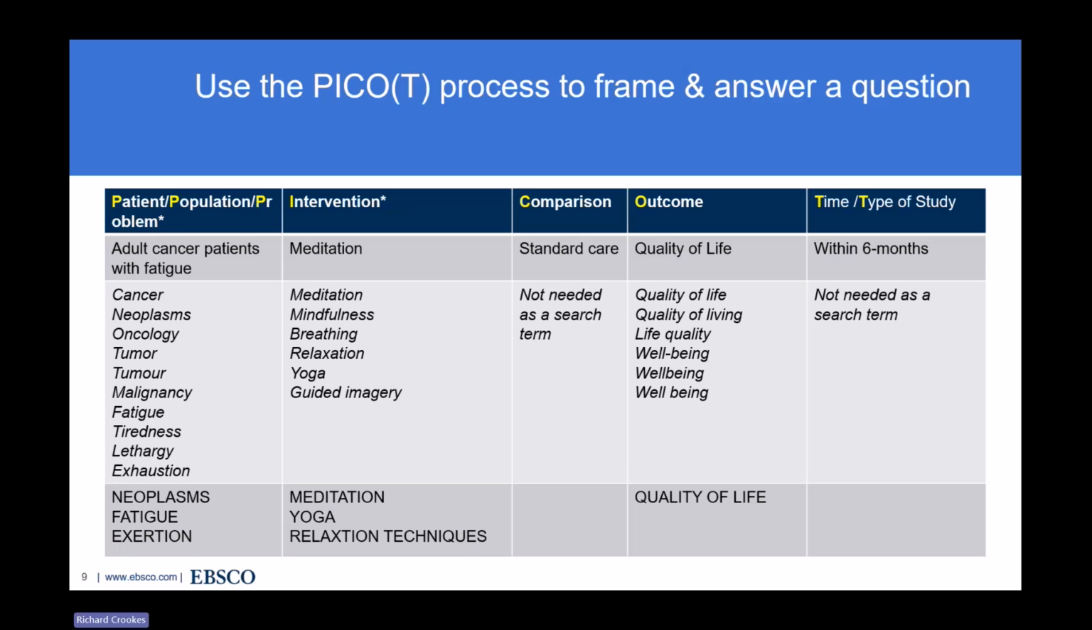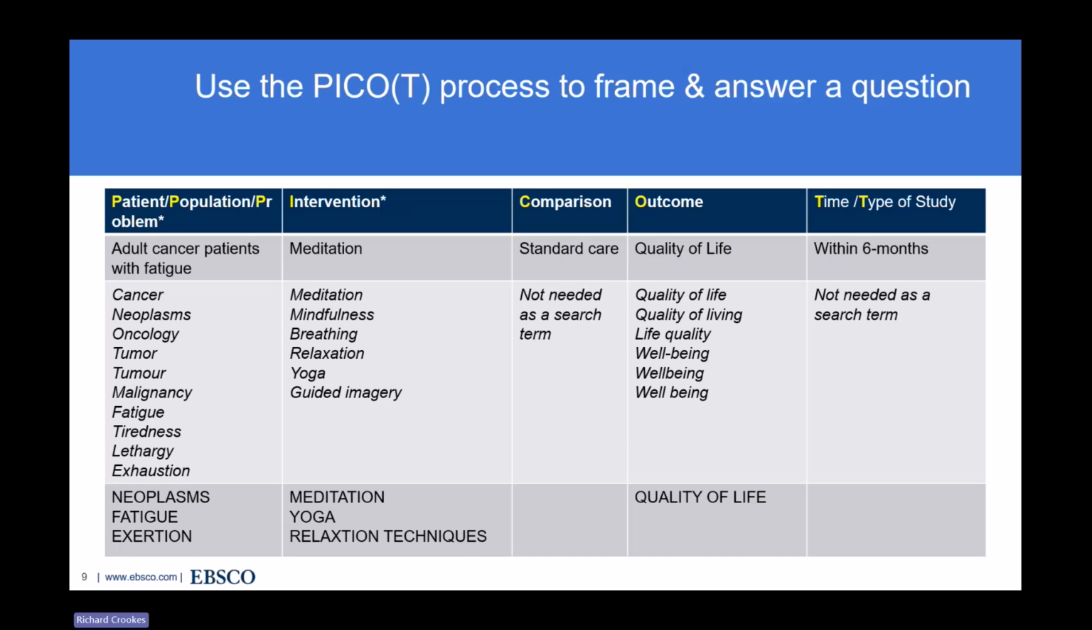So cancer, of course, would be pretty obvious. Neoplasms, oncology, we've got tumor, we've got alternate spelling as well, which we should factor in. Malignancy, then we've got the likes of fatigue generally, and then tiredness, lethargy. So synonyms that we should be exploring to find what's out there in the literature. And so on with intervention, you've got meditation, which is also the key intervention, but it could also refer to mindfulness therapy, breathing techniques, relaxation techniques, yoga, etc.